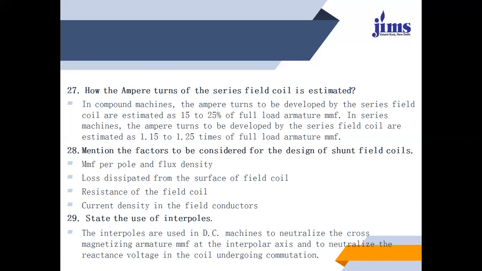Name some of the factors to be considered for the design of the shunt field coil. MMF per pole and flux density, loss dissipated from the surface of the field coil, resistance of the field coil, and loss with the current density in the field conductor. State the use of interpoles. The interpoles are used in DC machines to neutralize the cross-magnetizing armature MMF at the interpolar axis and to neutralize the reactance voltage in the coil undergoing commutation.